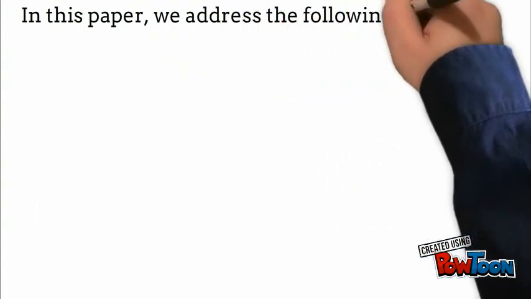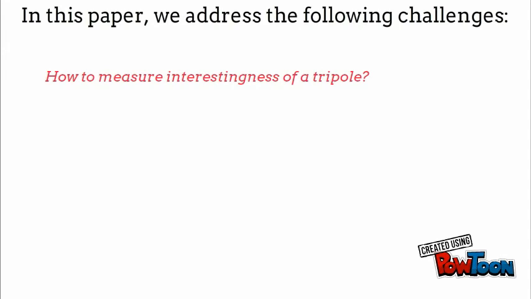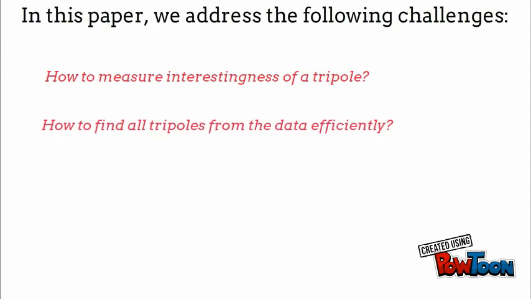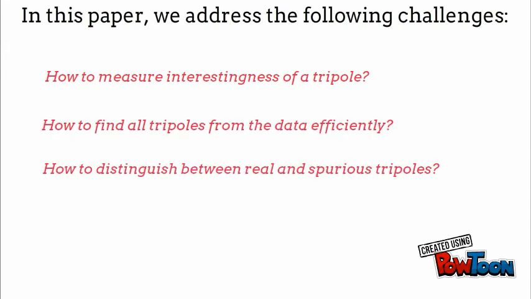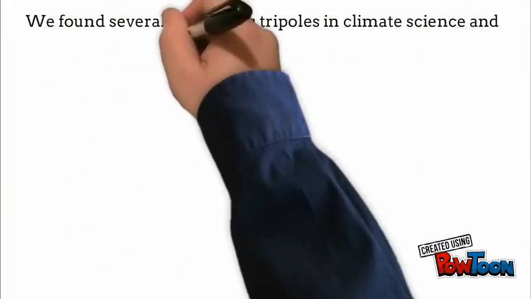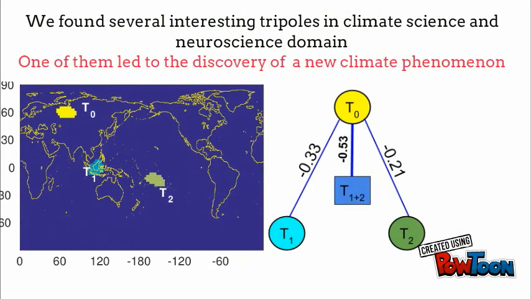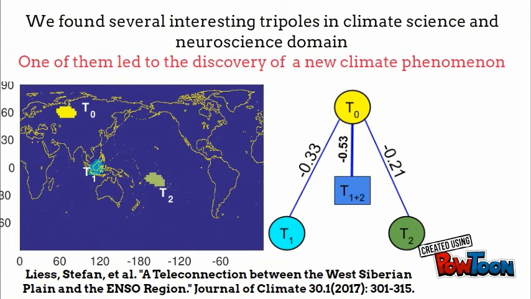In this paper, we present a formal study on tripoles and address several research challenges that include how to quantify the interestingness of a tripole, how to find all tripoles efficiently from the data, and how to evaluate the discovered tripoles to distinguish between real and spurious ones. We found several interesting tripoles in the datasets from climate science and neuroscience domain. In fact, one of the tripoles led to the discovery of a new climate phenomenon that was unknown to climate scientists before.